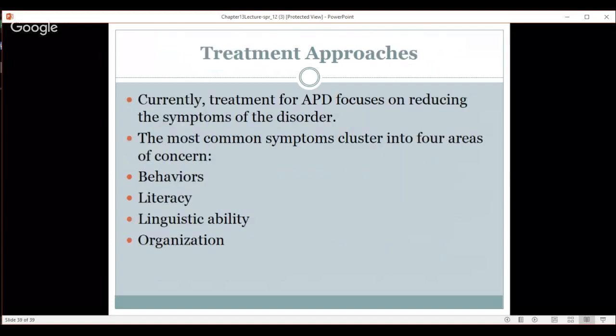Treatment approaches for APD focus on reducing the symptoms of the disorder, and the most common symptoms cluster into 4 areas of concern. And those areas include behaviors, literacy, linguistic ability, and organization.